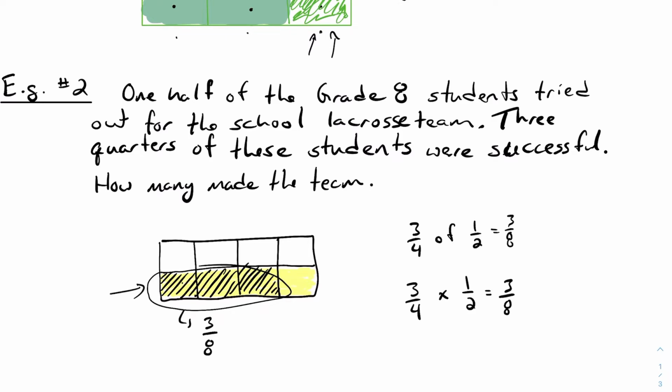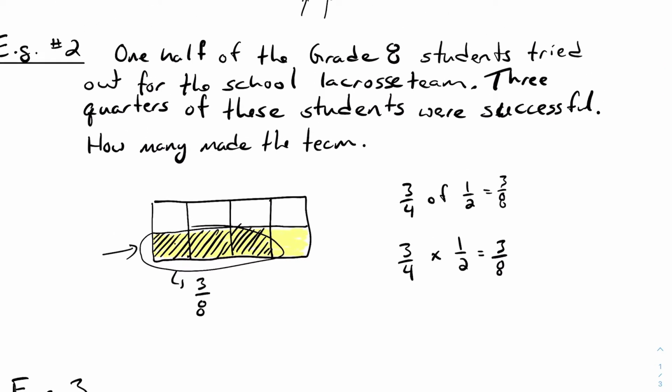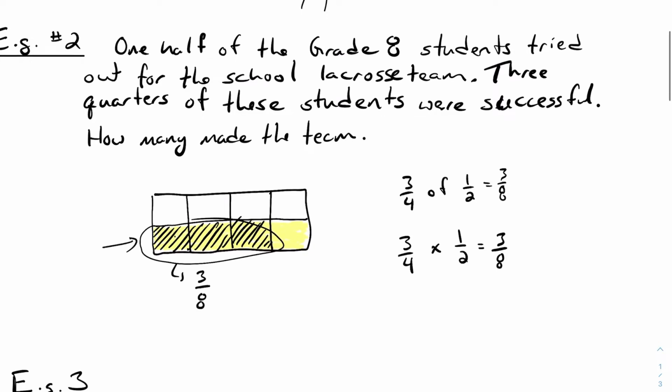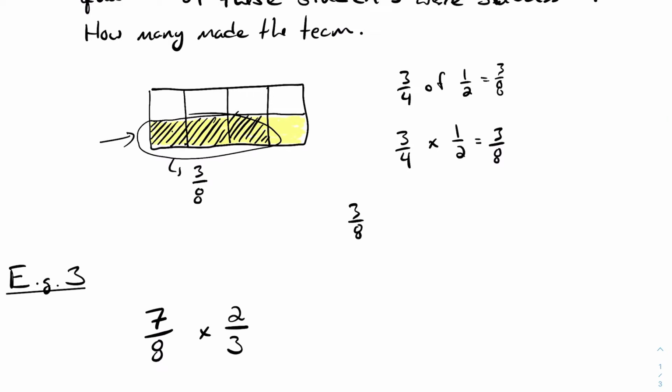So translate that into our sentence here. How many made the team? This is kind of a weird one. We don't know how many grade 8 students there are, so we don't know the actual number, but we can say that 3/8 of the grade 8 students made the team.